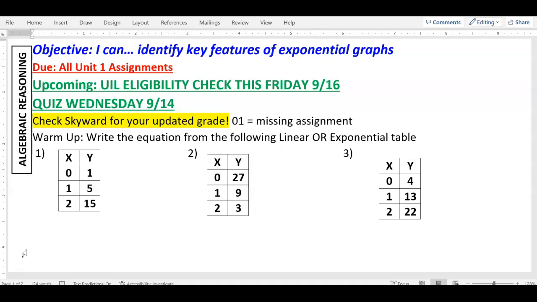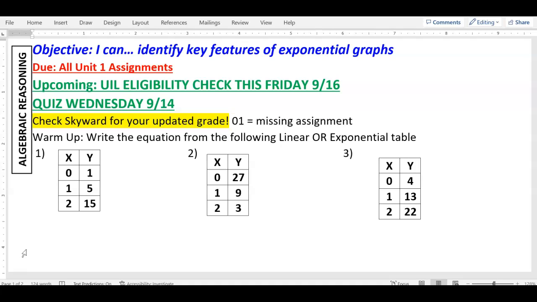We're going to have a quiz on Wednesday over this exponential stuff, okay? But for now, let's do this warm-up. So, write the equation. Now, here's the deal. On number 1, 2, and 3, is it linear? Is it exponential? How do we know?